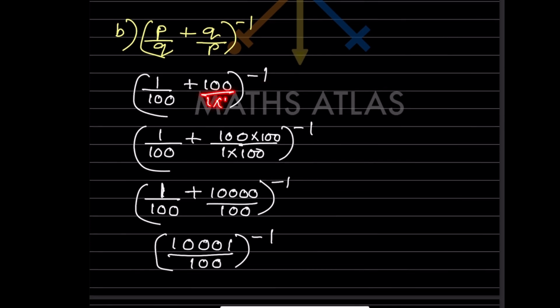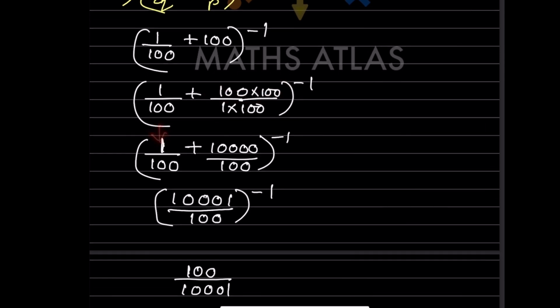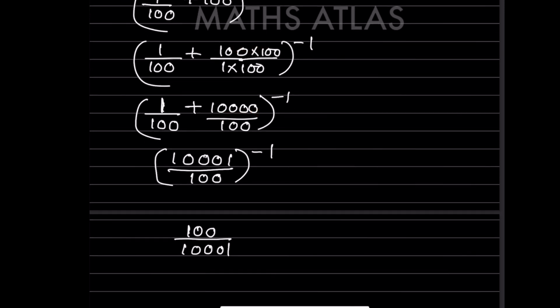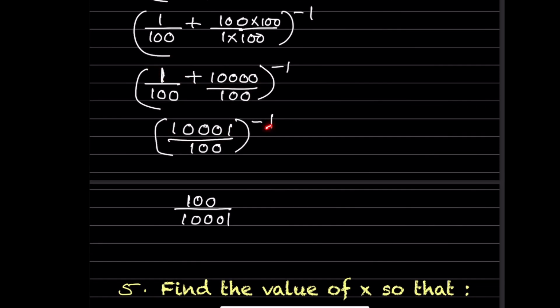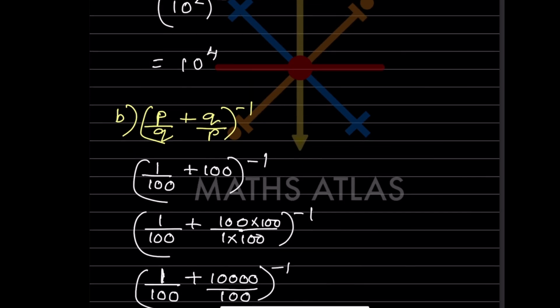The LCM is 100. So the same thing I wrote here, 1, that will be 100 into 100. So 1 by 100 as it is, we have to put 4 zeros. Now the denominators are the same, so we are just going to add. So raised to minus 1, now we have to make it positive, which means you have to flip it over. So 100 will go in the numerator and this will come in the denominator. So this is the answer for this part.